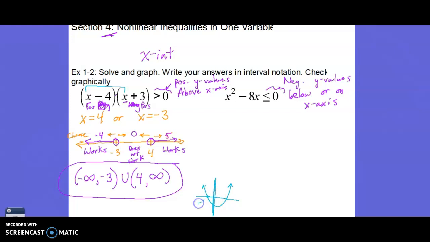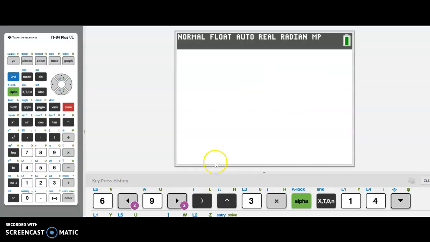Right here is negative 3, and right here is positive 4. Where is it above the x-axis? To the left of negative 3, just stated right here, and to the right of 4, which is stated right here. And you can verify that with a graphing calculator.